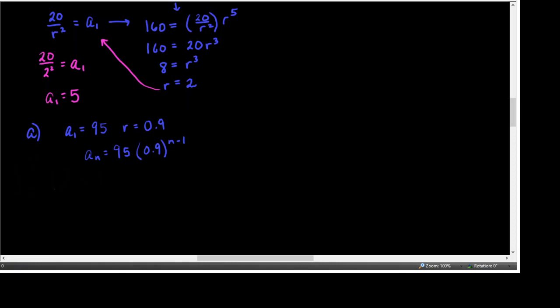B, it says estimate the percentage of putts made at 20 feet. That is when n is 18. Okay, so when n is 18, that means a sub 18 will be, according to the formula we derived in part A, 95 times 0.9 to the 18 minus 1, which is 17. And then using our calculator, we can approximate that, and that ends up being about 15.8.